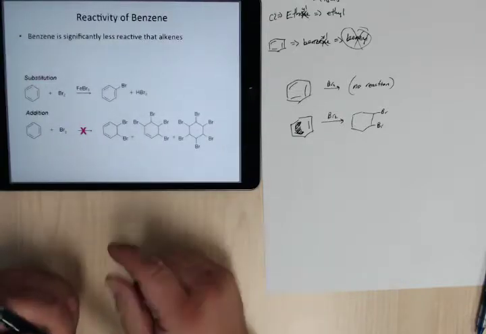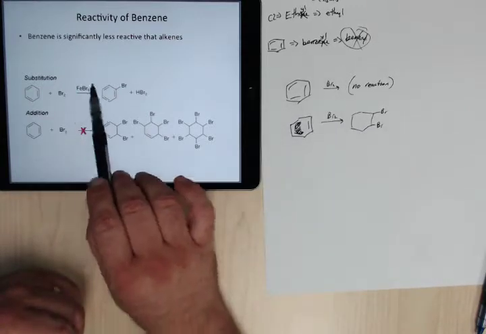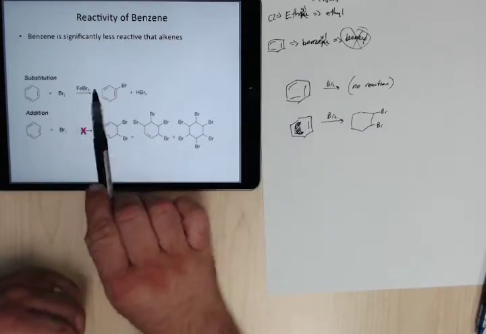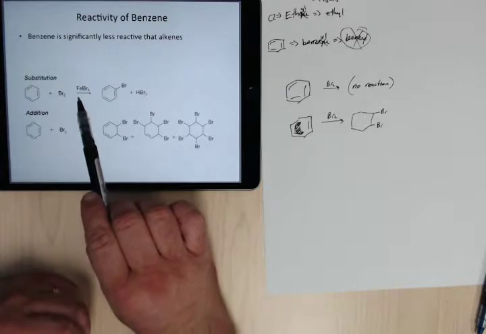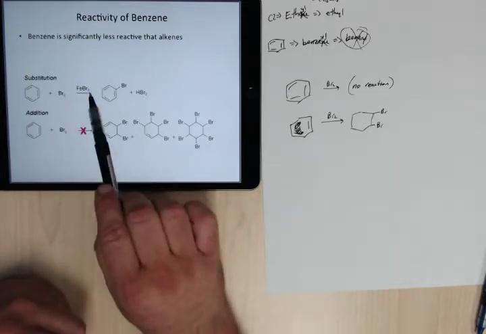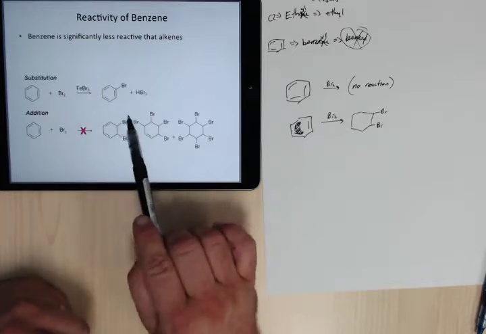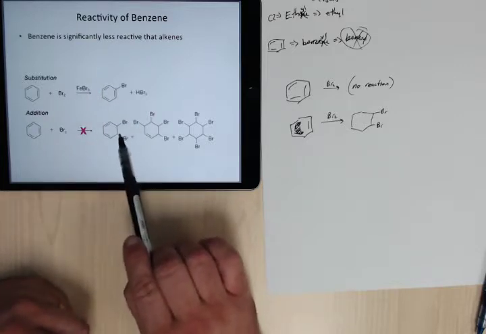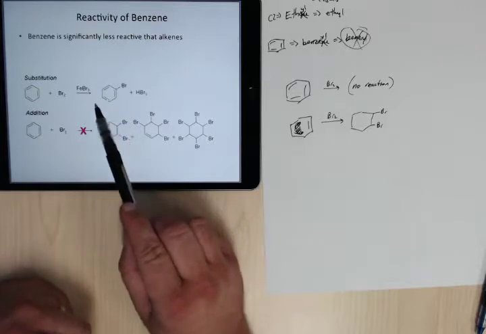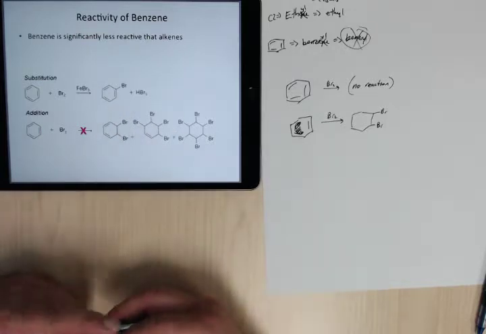And so the only way that you can do this reaction is if you actually have to put in a catalyst, an acid catalyst, a Lewis acid catalyst, and even then it's kind of slow with that. And not only that, you don't get the addition. You actually get a substitution, because what you want to do is reintroduce the benzene.